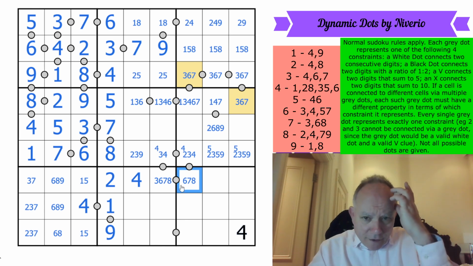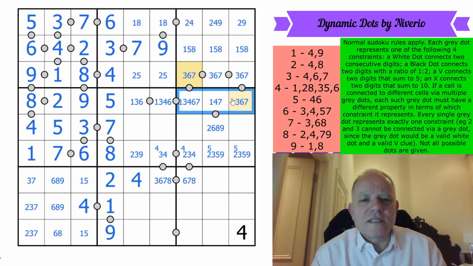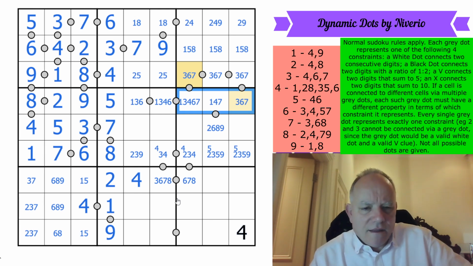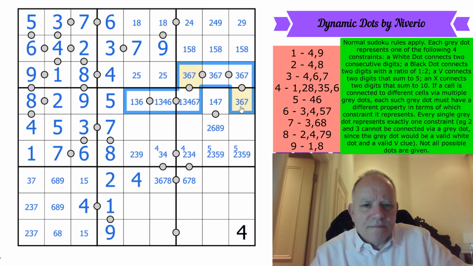I need another grey dot, Niverio. I don't know that. I mean, I'm sure there is a way of doing this, but I can't see it. 7's in one of those cells. Is that interesting? This is hard. It's definitely here, isn't it? Or is it here? This is a long run of dots. Or is there some double or triple suddenly popping up somewhere?